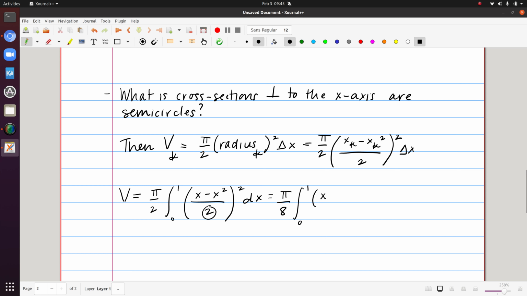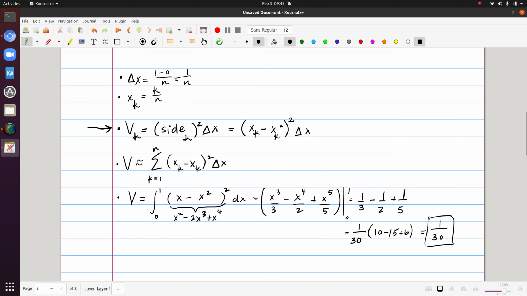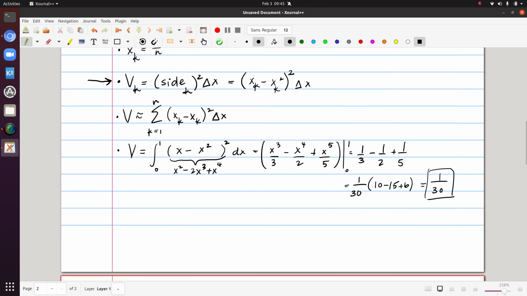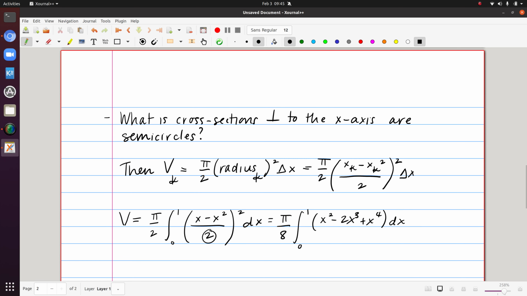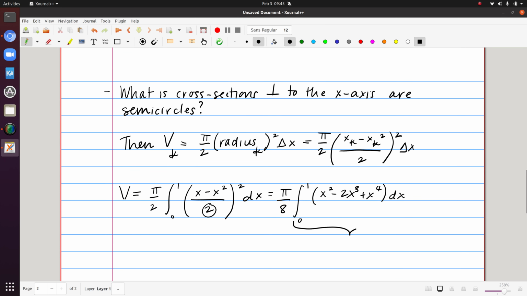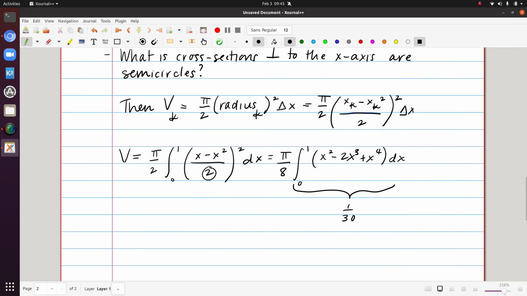And then once again, this is x squared minus 2x cubed plus x to the fourth. Now that's the same integral we had above. So we know that this evaluates to 1 over 30. And so our final answer here, multiplying that by pi over 8, is pi over 240.